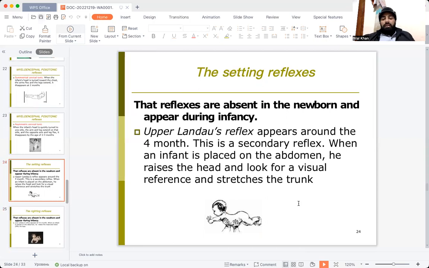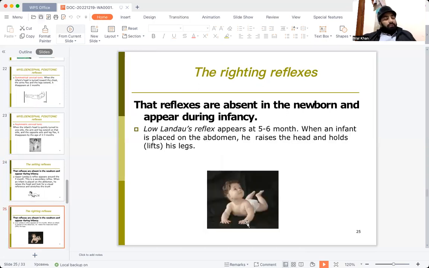You will see the concavity on the back side and convexity on the abdominal side when you place your hand. These reflexes are absent in newborns and appear during infancy. The lower Landau reflex appears at 6 months. When an infant is placed on the abdomen, he raises the head and lifts his legs. For example, in this position, he will support his chest and head with his arms, and the legs will be extended at the back.